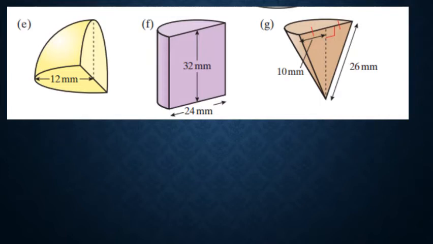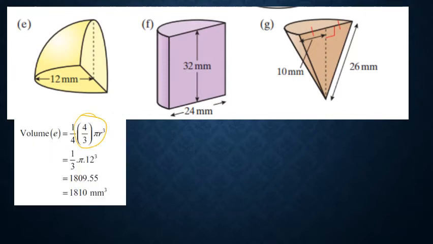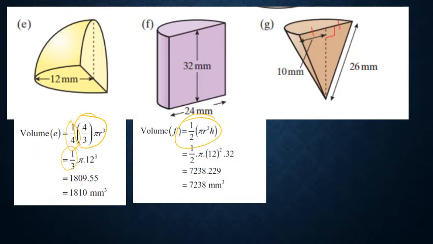So for part E, you've got a quarter of a sphere. So you're going to work out the volume of the sphere and get a quarter of it. So there's the volume of a sphere and then getting a quarter. And you can see that those two fractions simplify to give you a third. So subbing in our radius of 12 millimeters, you get 1,809.55, which rounds to 1,810. Okay, for part F, we have half a cylinder. So you're going to write down your formula for the cylinder and get half of it. Our radius here is 12 millimeters because you can see that the whole distance across is 24. So our radius is 12 and our height is 32. Subbing into the formula gives you 7,238.229, which rounds to 7,238 millimeters cubed.